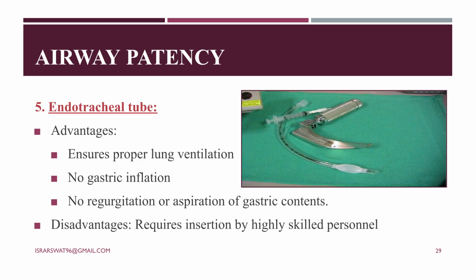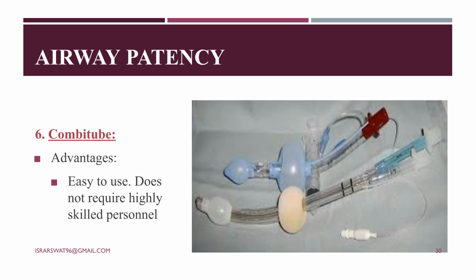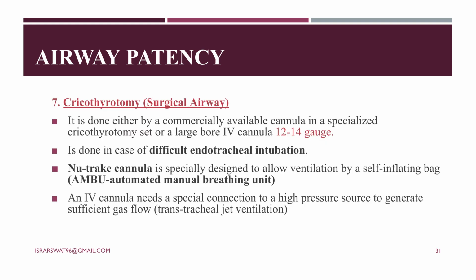An endotracheal tube ensures proper lung ventilation, prevents gastric inflation, and protects against aspiration. The disadvantage is that it requires insertion by highly skilled personnel. The combitube is an airway device that is easy to use and does not require highly skilled personnel. Cricothyrotomy, or a surgical airway, is used for difficult endotracheal intubation. It can be performed using a specialized set or a large-bore IV cannula, which requires a high-pressure source for ventilation.